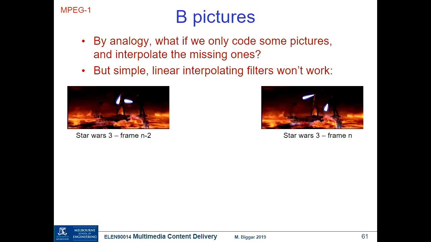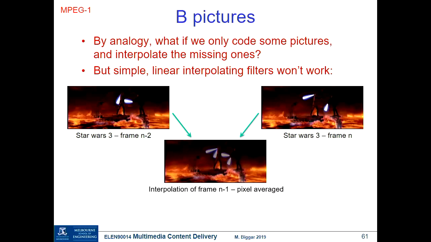So that would mean, what if we only encode some pictures but interpolate the missing ones? But the problem is that simple linear interpolating filters aren't going to work. Why aren't they going to work? Maybe it's already obvious to you, but let's look at this very simple example. If we're encoding the Star Wars 3 movie and we've got these lightsabers flying about all over the place, this is frame n-2, this is frame n, and we're going to interpolate this one. What happens when we do pixel by pixel averaging? We end up with 4 lightsabers instead of 2.